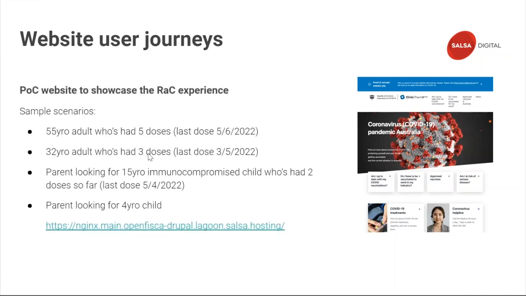Okay. So basically, these are some examples of the sorts of scenarios that people could be asking themselves. So perhaps they're a 55-year-old adult who's had five doses, or maybe they're a 32-year-old adult who's had three doses, a parent looking for information for a 15-year-old immunocompromised child, or a parent looking for information for a four-year-old.